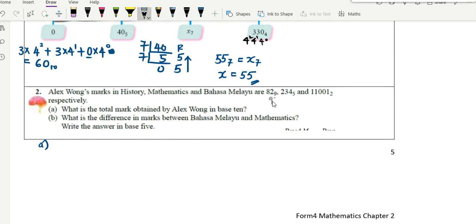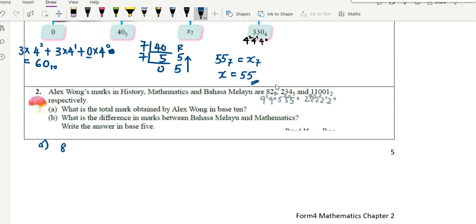This 2 is 9 to the power 0, 9 to the power 1. This 4 is 5 to the power 0, 5 to the power 1, and 5 to the power 2. This is 2 to the power 0, 2 to the power 1, 2 to the power 2, 2 to the power 3, and 2 to the power 4. So multiply.